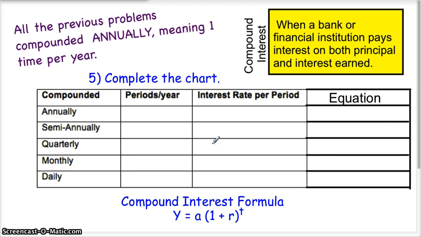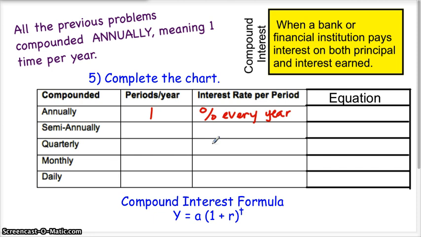All of the problems that we looked at in the first video were compounded annually, meaning we gained interest 1 time every year. So for annually, compounded interest, it's 1 period per year. Remember, compound interest is when a bank or a financial institute pays interest on both the principal and the interest that's earned. So annually, it's paid 1 time, once per year. So the interest rate is the full percentage every year.